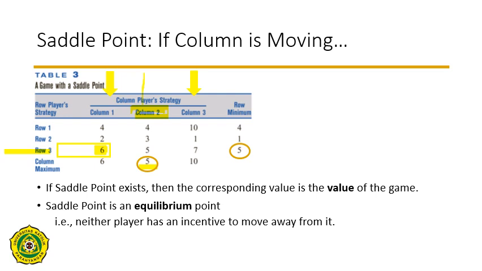Again, if the column player moves to the third strategy, while the row player sticks to the optimal strategy of the third strategy, now the row player will receive $7. Or in other words, the column player is now losing $7 compared to just 5 if the column player sticks to the optimal strategy. So again, we see that the column player should not move away from the optimal strategy.